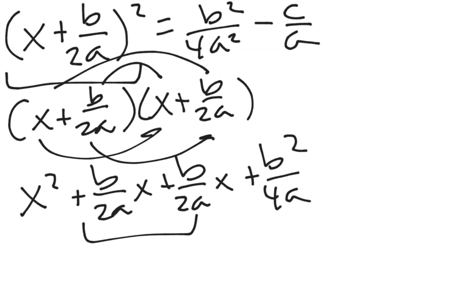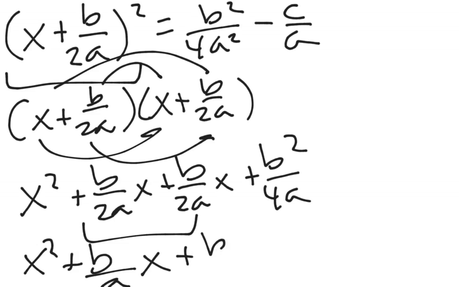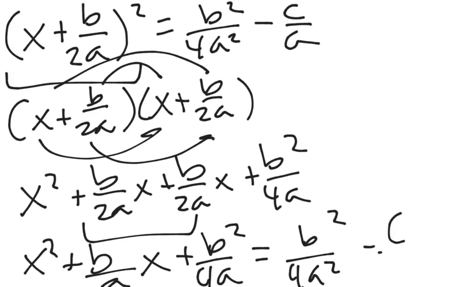I can combine these to be x squared plus b over a x plus b squared over 4a, and that's still equal to b squared over 4a squared minus c over a.